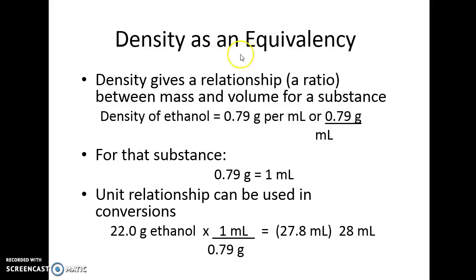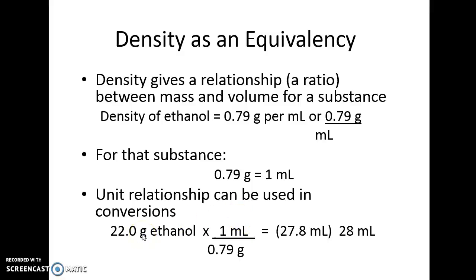Density can be used as a conversion factor. The density of ethanol is 0.79 grams per milliliter. We can flip it. Remember, we can flip any conversion factor. It is saying that if you have 1 milliliter, it is 0.79 grams. So that's an equivalency, and we can make that conversion factor that way.